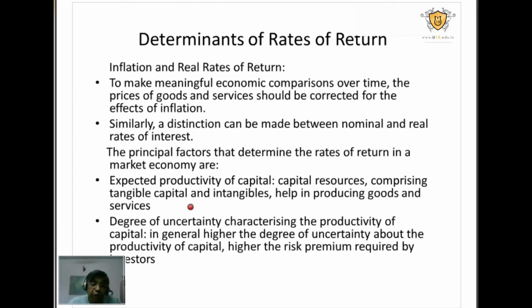Now, degree of uncertainty characterizing the productivity of capital. In general, higher the degree of uncertainty about the productivity of capital, higher the risk premium required by investors. The more risky the investment, this is the risk return trade-off. The more risky the investment, the more the return that we will be expecting.